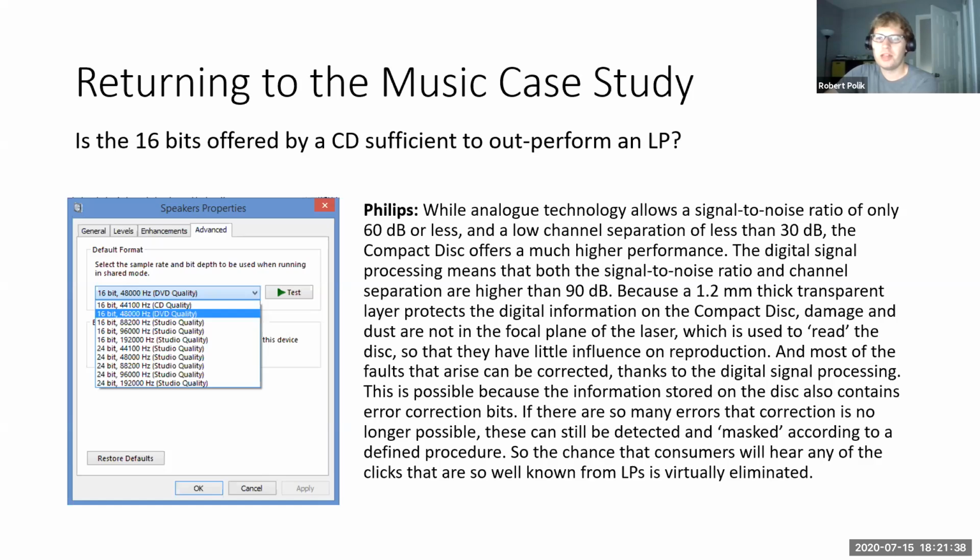Because a 1.2 millimeter thick transparent layer protects the digital information on the compact disc, damage and dust are not in the focal plane of the laser, which is used to read the disc, so they have little influence on reproduction. And most of the faults that arise can be corrected thanks to digital signal processing. This is because the information stored on the disc also contains error correction bits. If there are so many errors that correction is no longer possible, so if you have a scratch on your CD, for example, these can be detected and masked according to a defined procedure.